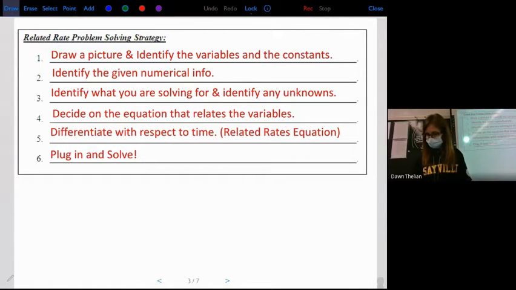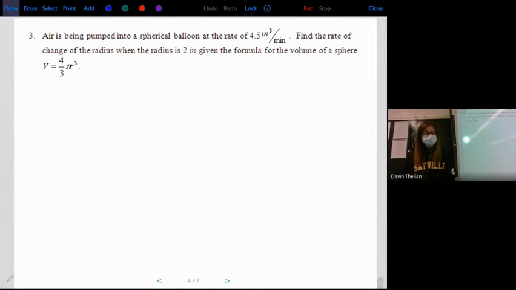All right, so let's do an example. Air is being pumped into a spherical balloon at the rate of 4.5 inches cubed per minute. Find the rate of change of the radius when the radius is 2 inches, given the volume formula of a sphere is 4/3 pi r cubed.